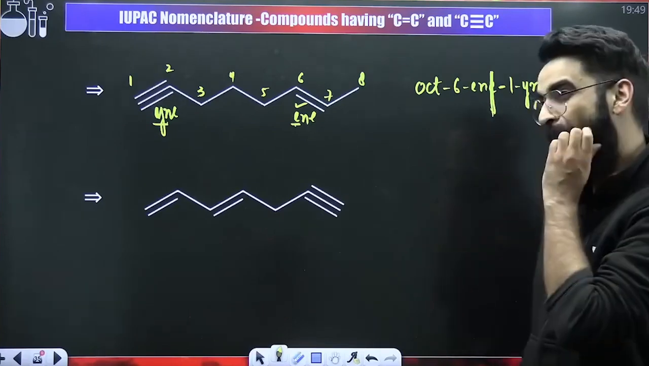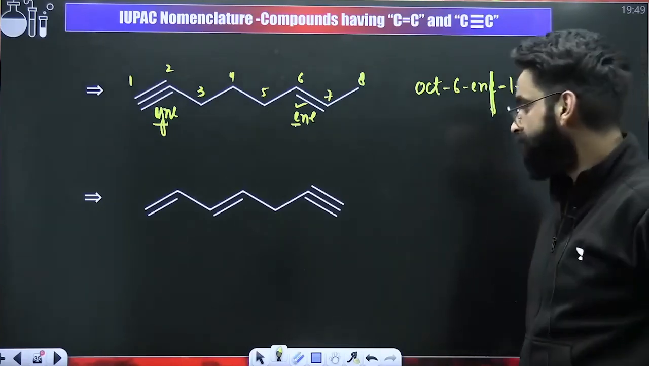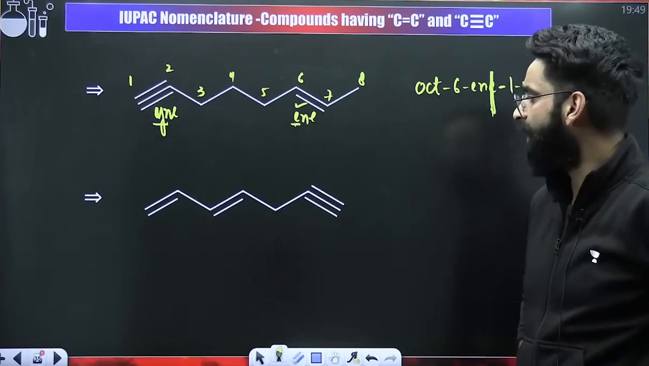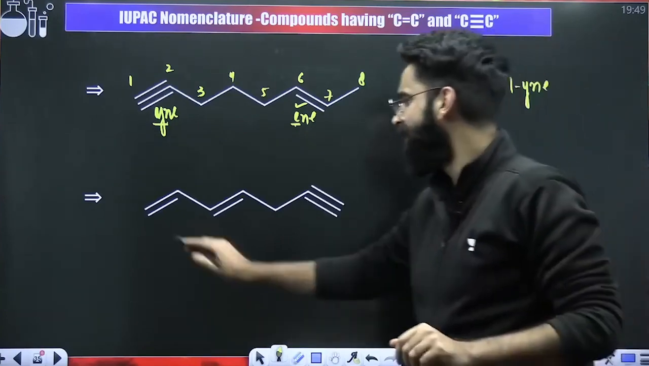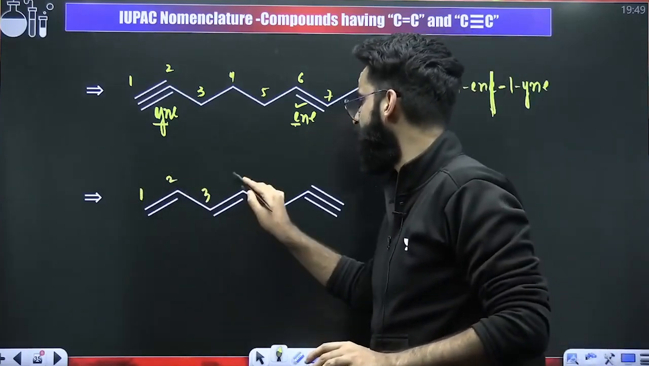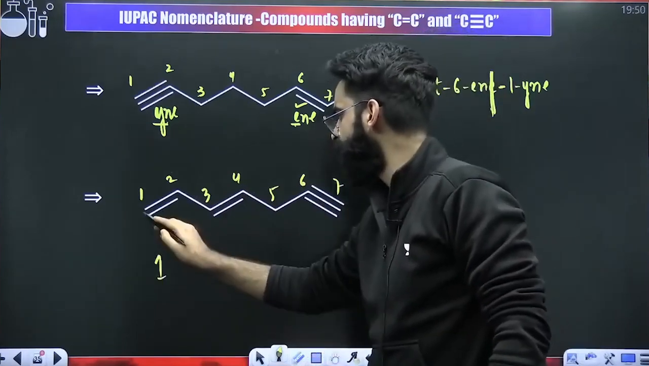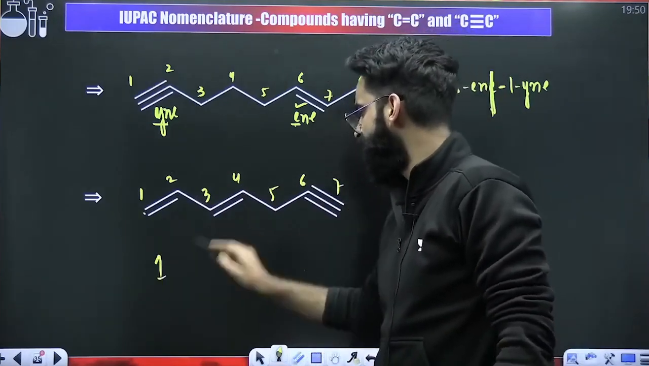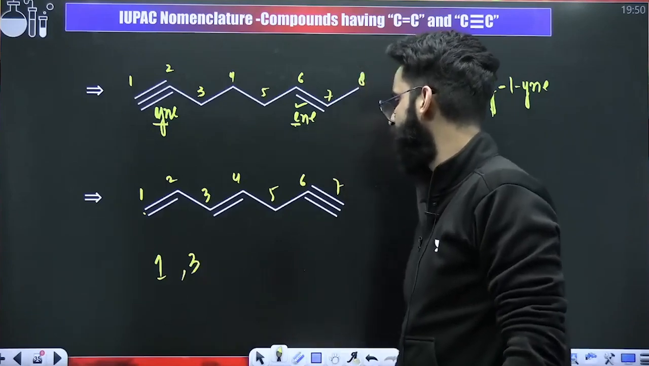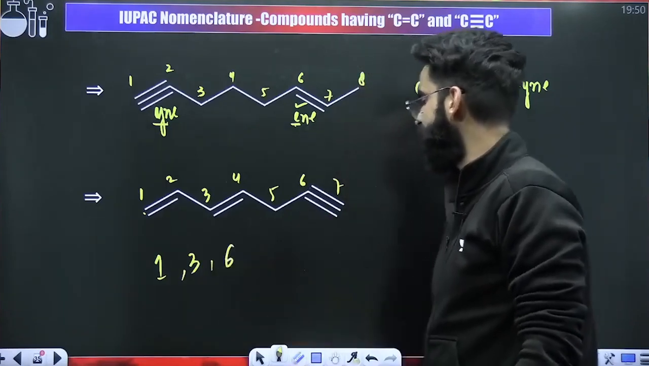What do you think is going to be the name? Let's first of all see from here. 1, 2, 3, 4, 5, 6, and 7. The first locant is at carbon number 1, right? Perfect. Second locant is at 3. Third locant is at 6, right?